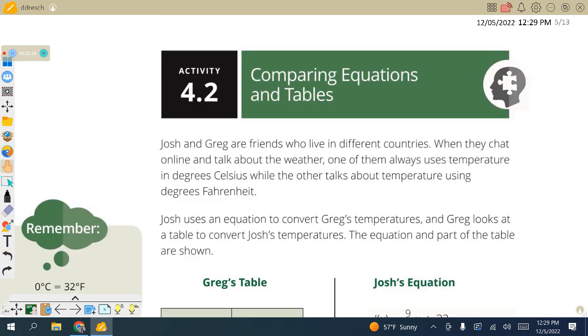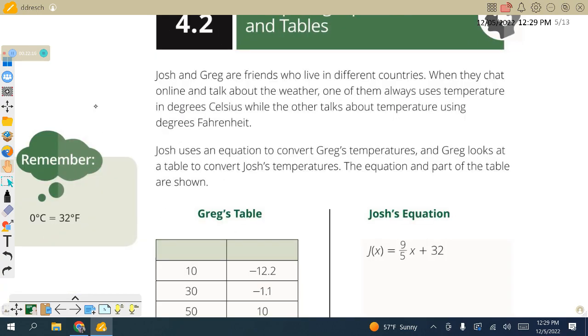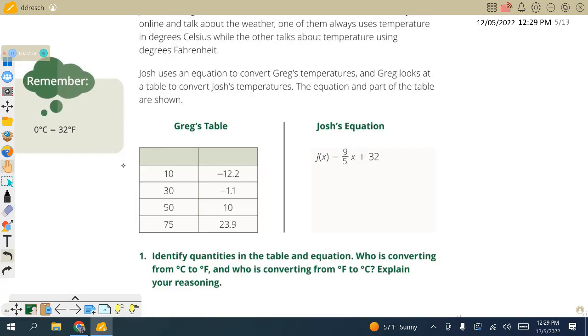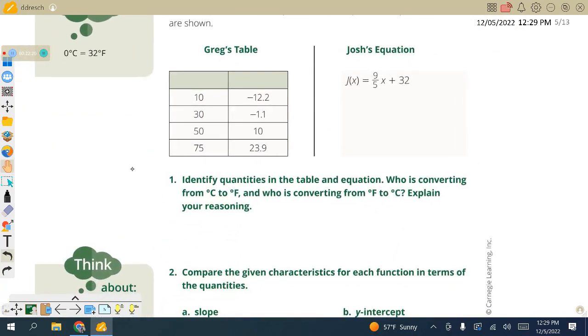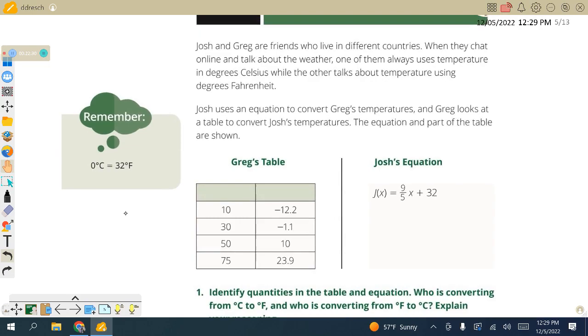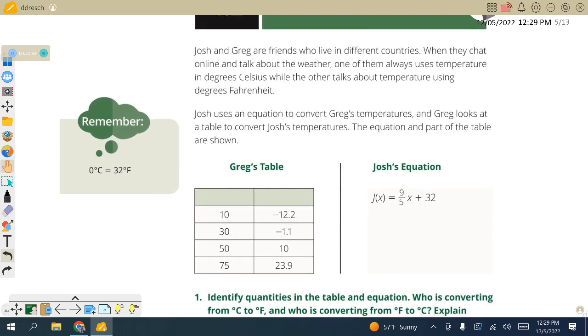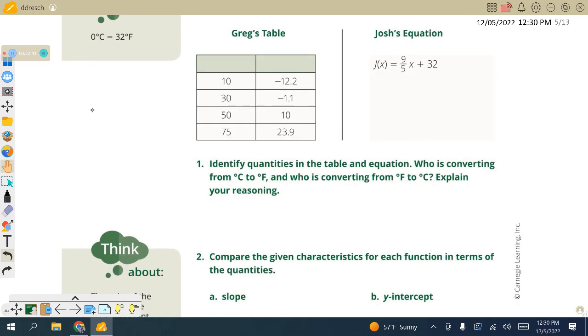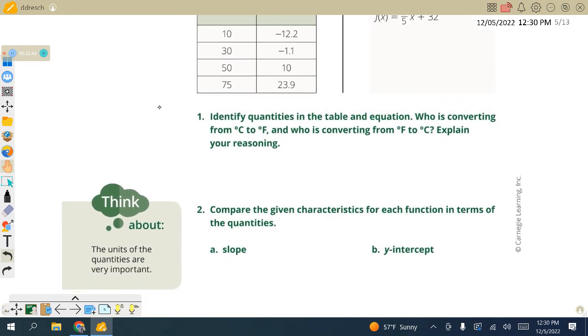All right, let's flip it. Let's go to the next one. All right, what do we got this time? We've got ourselves a table, and we got ourselves an equation, right? Okay, on this here, as you read through these 2 things, you've got Greg and Josh in different parts of the country. We are weird because we don't use metric, all right? So one's in Celsius, one's in Fahrenheit. Now, we're just going to fill this out and compare things very nicely here, all right?